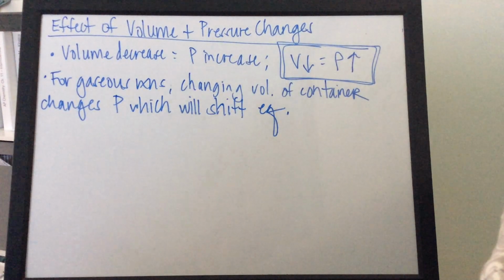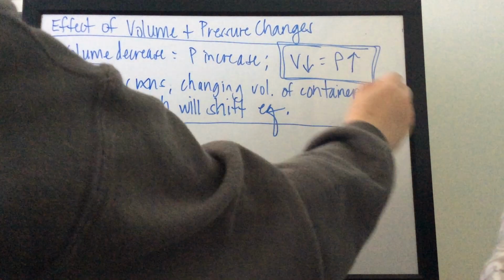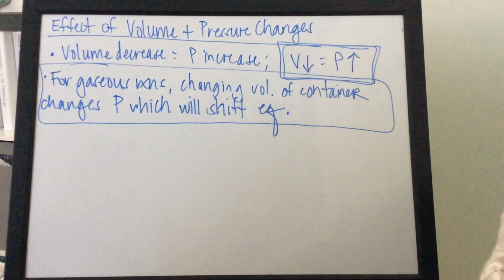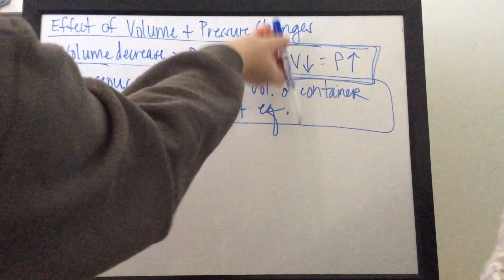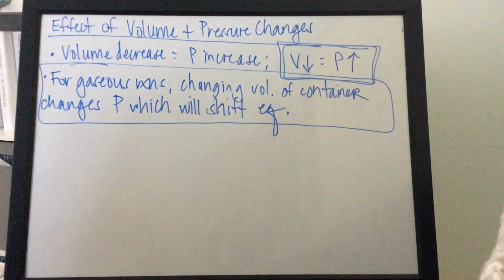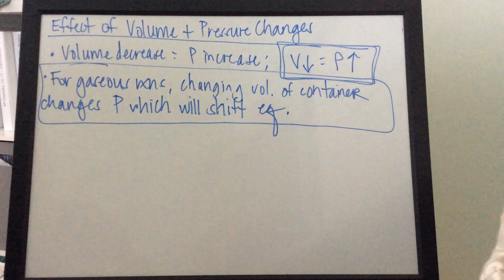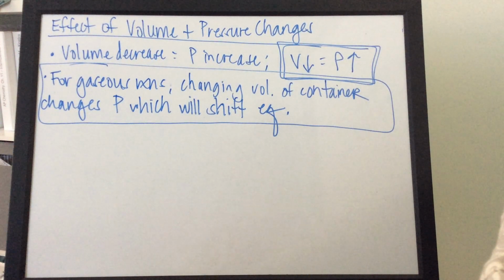Okay, and we'll talk about how in just a minute, but this is a really big takeaway, so to speak. If we have a gas reaction and we change the volume of the container, whether we decrease the volume and then increase the pressure, or increase the volume and then decrease the pressure, either one, changing the volume of the container will change the pressure, which is one of the three things that's going to cause a shift in equilibrium for us for this discussion.